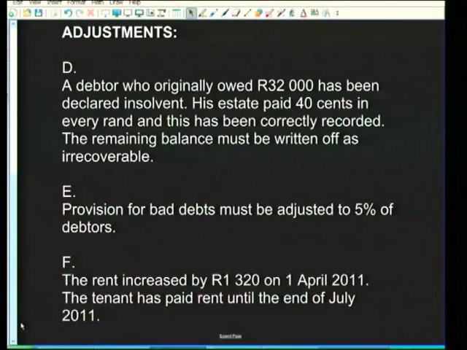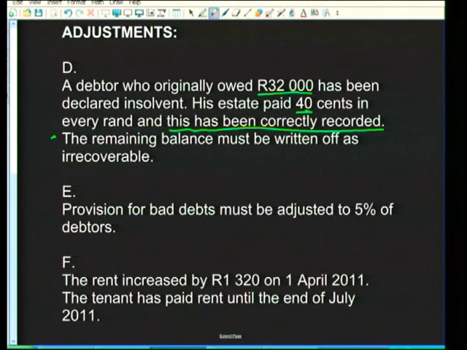The next adjustment is one of these dealing with bad debts. It says that a debtor who originally owed 32,000 Rand has been declared insolvent. His estate paid 40 cents in the Rand, and this has been correctly recorded. In other words, this person went bankrupt, but he was able to pay us 40 cents for every 1 Rand that he owes us. What has to happen now, though, is we have to write off the remaining bad debt. It says that the remaining balance must be written off as irrecoverable.